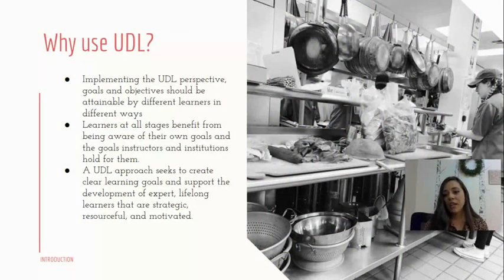So now, why we might choose to use UDL in our family consumer science classrooms. Implementing UDL has a perspective of goals and objectives that are attainable by different learners in different ways. As we know, our classrooms are a collection of students at various different learning levels. Also, some of the skills that we're teaching them in the classroom are skills that they can apply to their home life or their profession. And so, learners at all stages benefit from being aware of our goals for them and the goals for the instructors, and then also the goals that we hold for our school using our vision and mission.